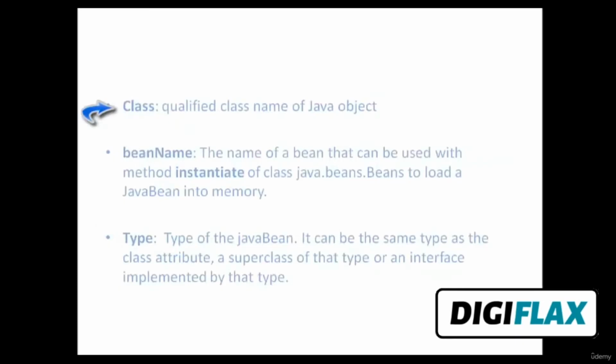Class attribute. It is the qualified class name of the Java object. BeanName attribute. It is the name of a bean that can be used with method instantiate of class java.beans.Beans to load a Java bean into memory. Type attribute. It is the type of the Java bean. It can be the same type as the class attribute, a superclass of that type or an interface implemented by that type.